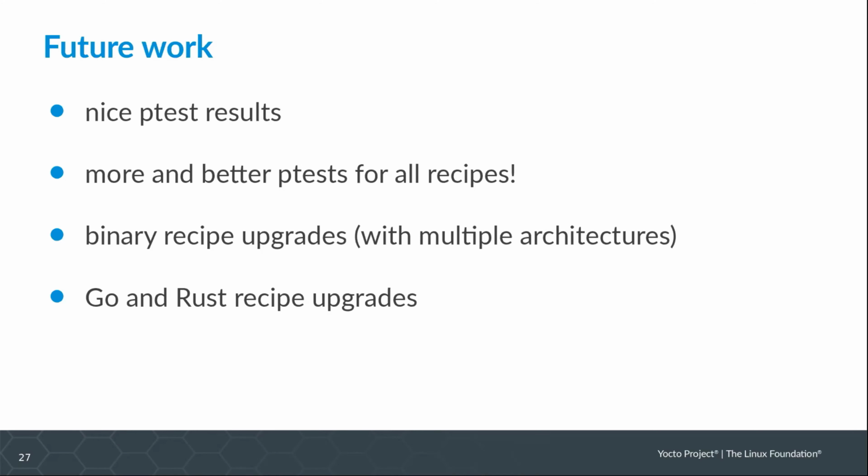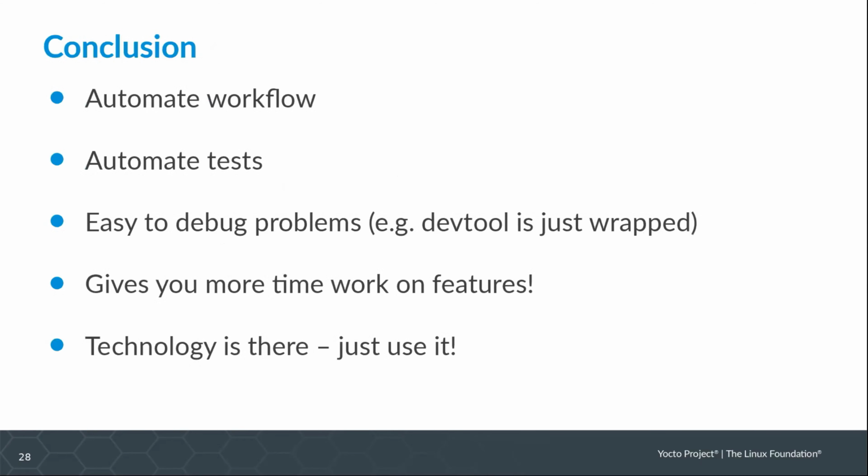And we did run into some trouble with binary recipe upgrades with multiple architectures. That means if you have software which downloads different binary packages for different architectures, this is not possible by now with DevTool. Maybe this is something to contribute to the Yocto Project. As well, there is a bug with Go and Rust recipe upgrades with DevTool. That's some work, but we don't have many of them and they are not upgraded daily. So we are pretty happy with that.